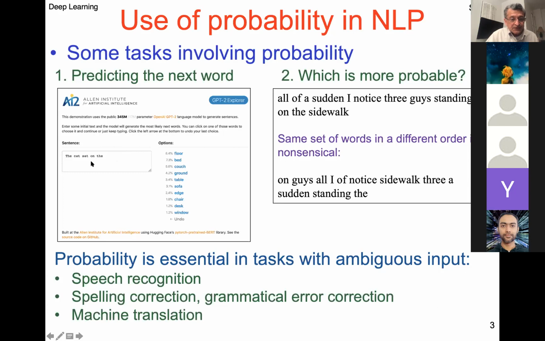So if you can, the model will generate the most likely next word as you keep typing. Click the left arrow at the bottom to undo your choice. Built it using Hugging Face's PyTorch pretrained BERT library. See the source code on GitHub. Okay, so they're constantly doing this.